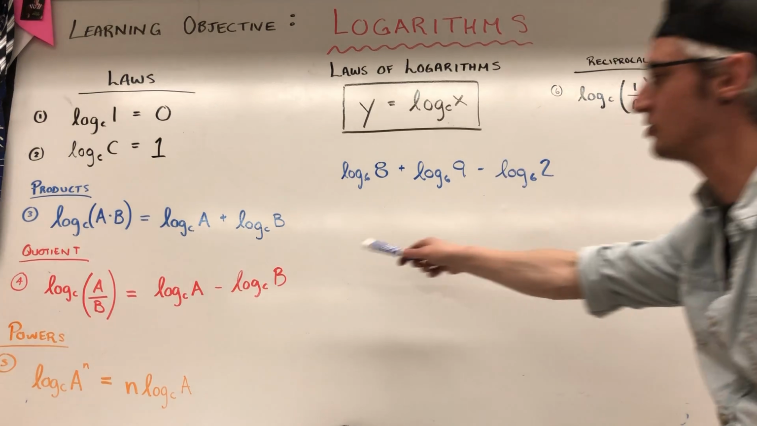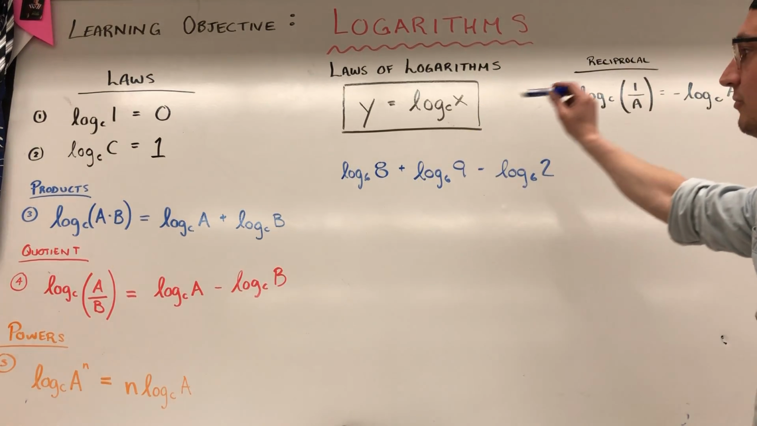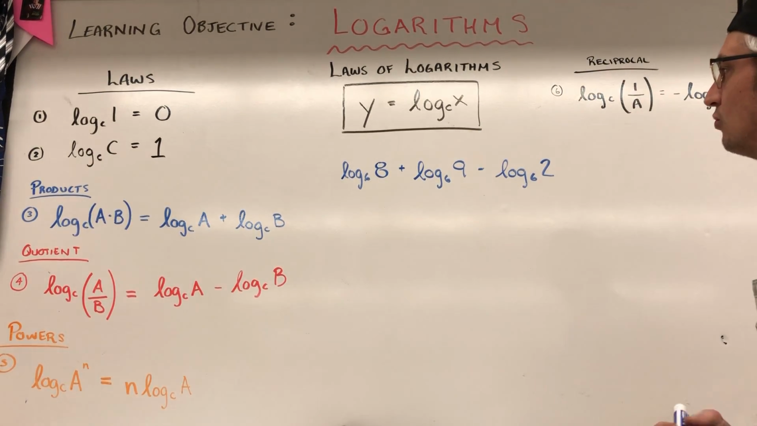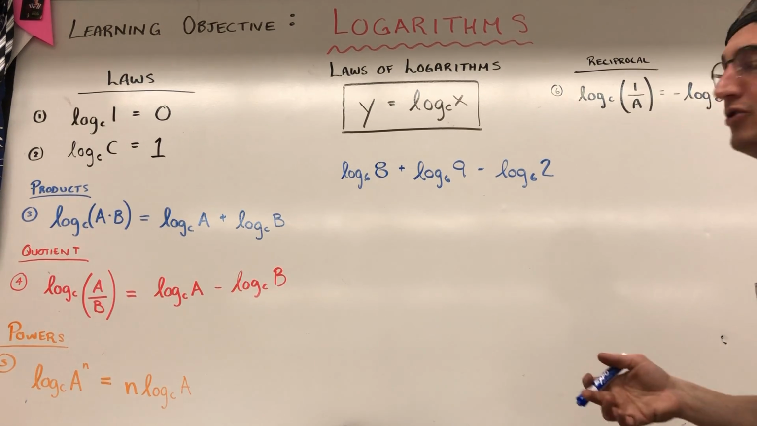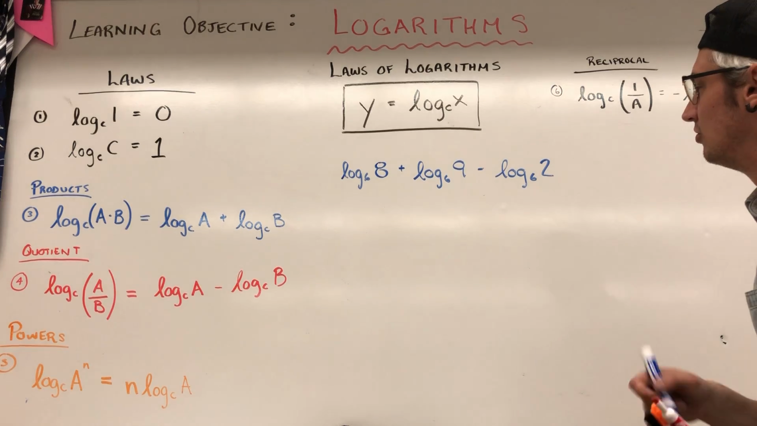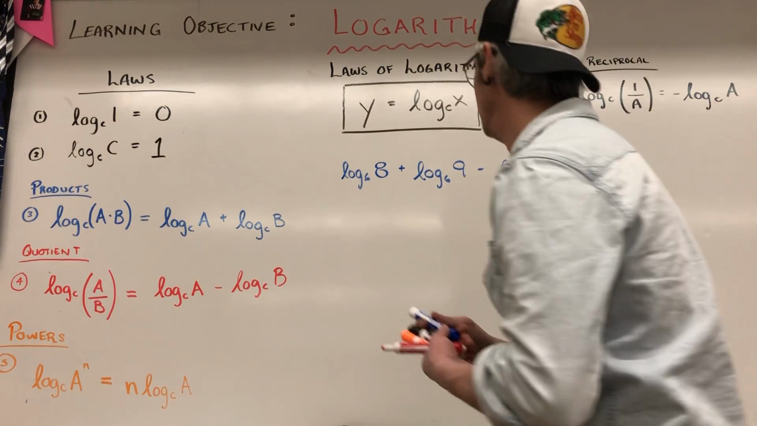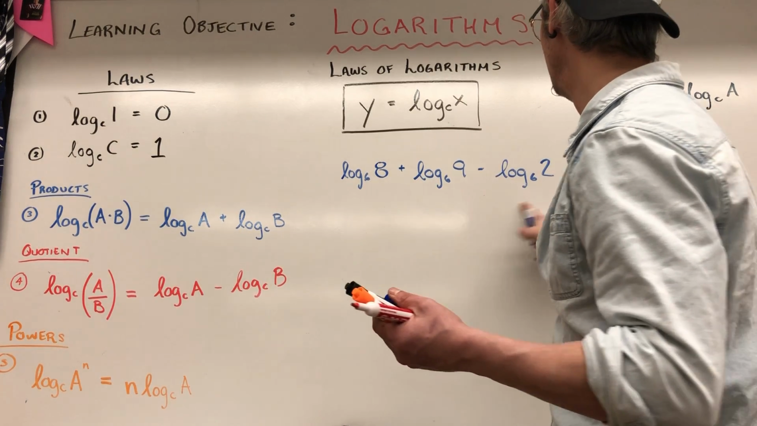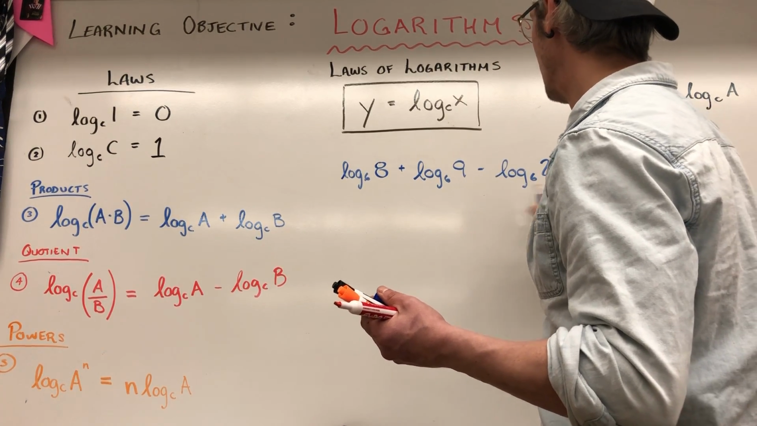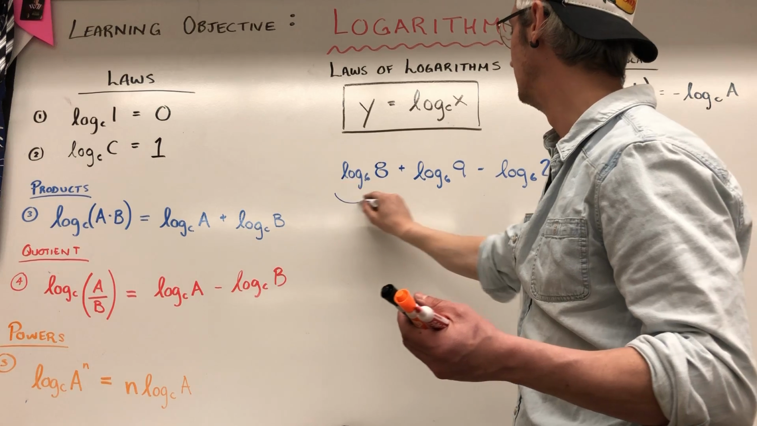I am adding and I'm subtracting, adding and subtracting. So clearly I'm using my product and my quotient laws. So I don't know how BEDMAS works here, but I'm pretty sure we can just do whatever we want. So what I'm going to do is combine these. I can either combine these two, or I can combine these two. I'm going to start with these two here. Okay?